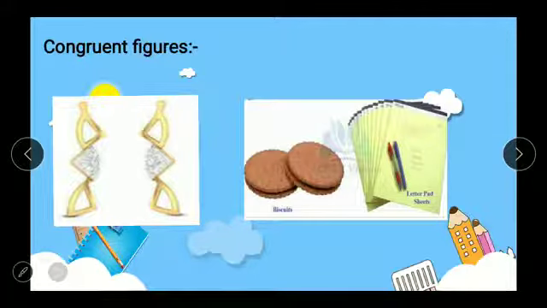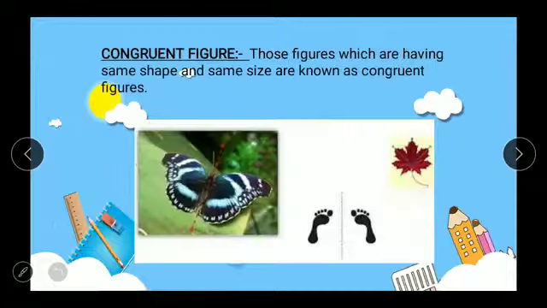Students, we can take more examples. Like in this picture, I have a butterfly which is having a line of symmetry in the middle. Left and right wing of the butterfly are exactly same. Whenever butterfly closes its wings, they will superimpose each other. Means they are exactly same in shape and size, and hence they are congruent.